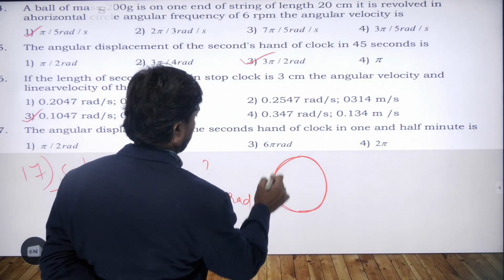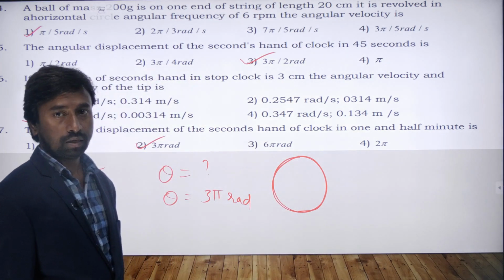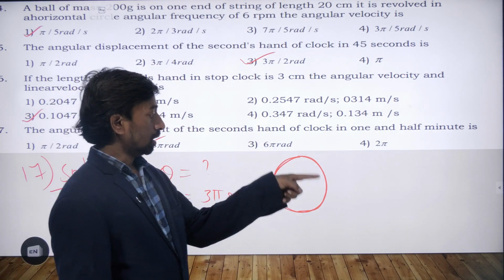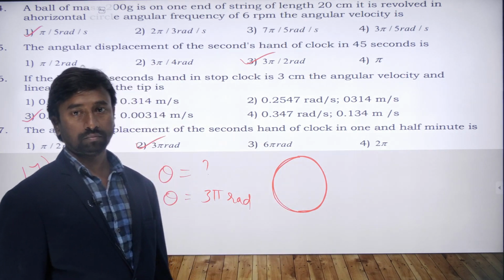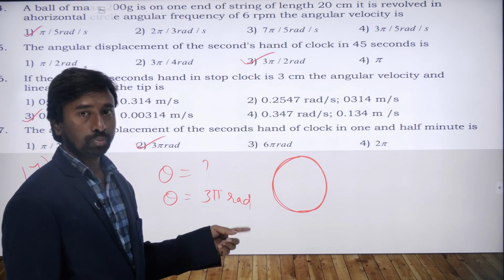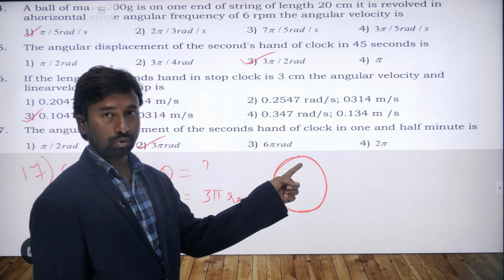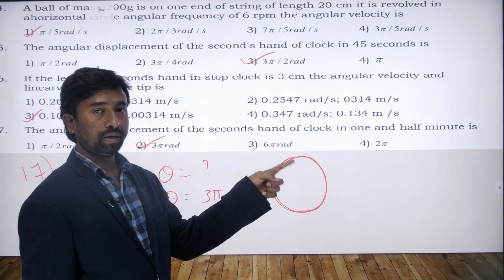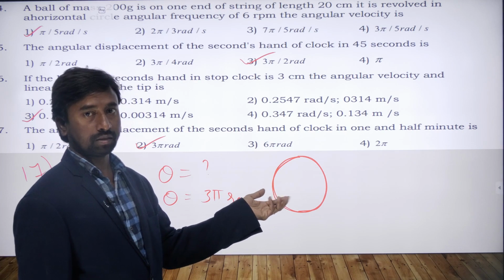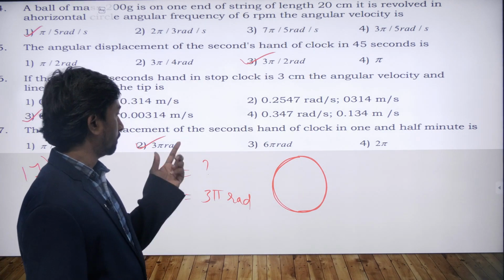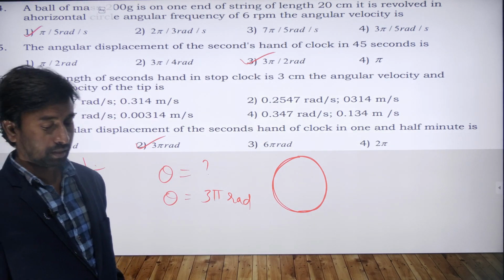For one complete rotation, 1 minute. For half rotation, half a minute. One complete rotation is 2 pi radians. Half rotation is 2 pi by 2, so pi. So the total displacement is 2 pi plus pi, which is 3 pi radians.